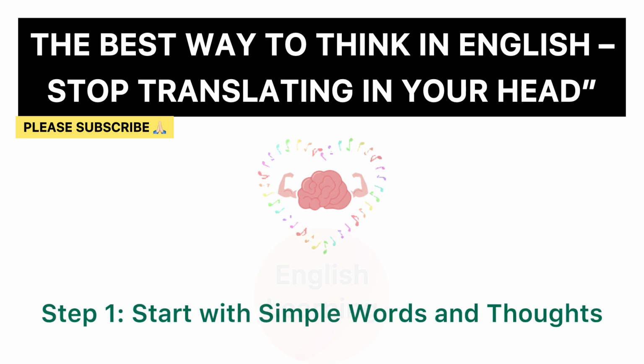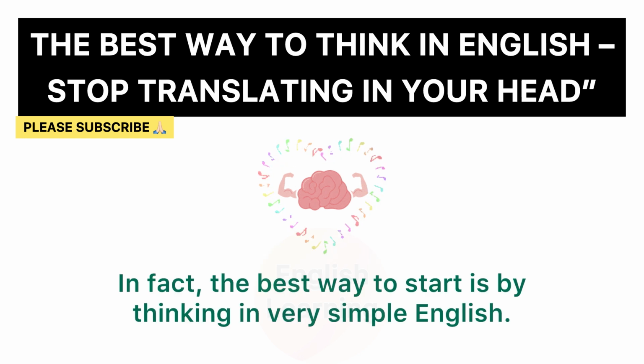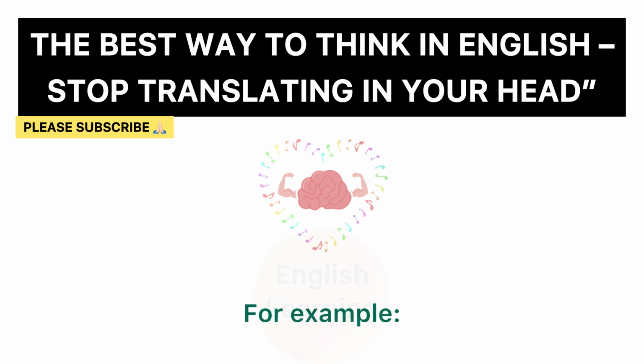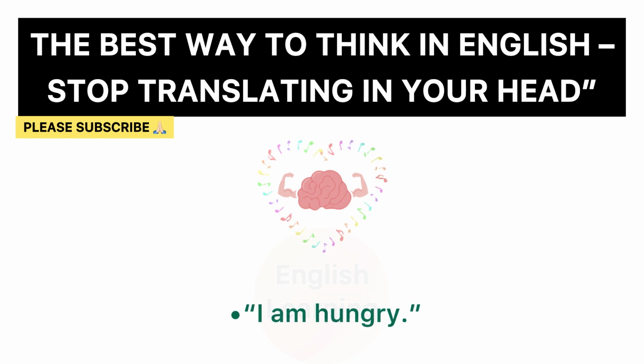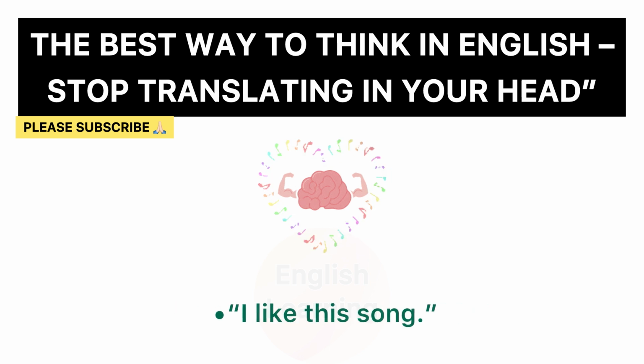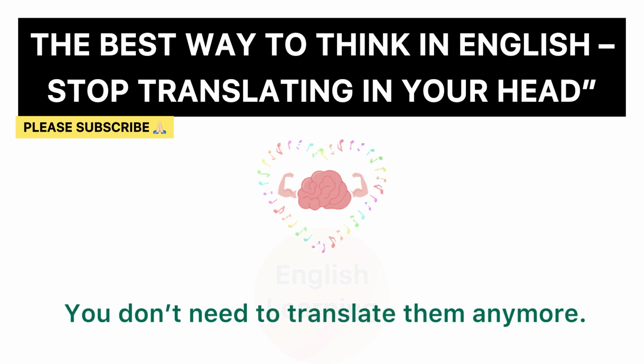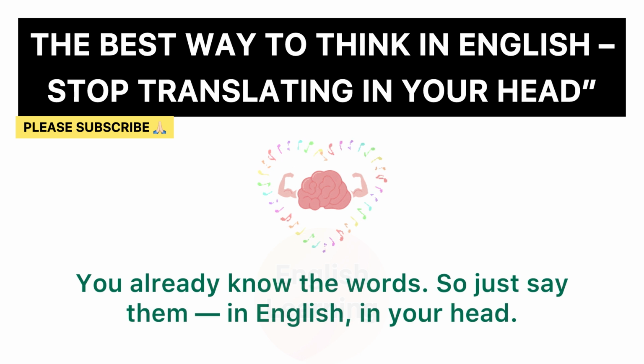Step 1. Start with simple words and thoughts. Thinking in English doesn't mean using difficult vocabulary or long grammar structures. In fact, the best way to start is by thinking in very simple English. For example, I am hungry. It's sunny today. My phone is on the table. I like this song. These are thoughts you already have every day. You don't need to translate them anymore. You already know the words, so just say them in English in your head.